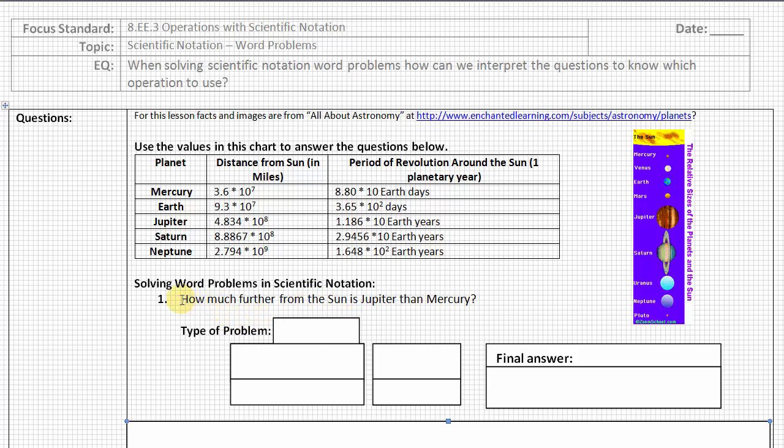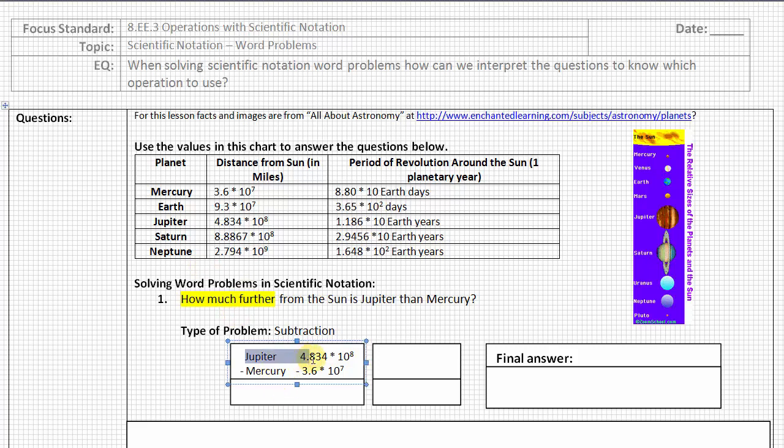Since we want to know how much further something is than something else, we're going to go ahead and use subtraction to figure out the difference between those 2 distances. So to do so, we can use the information from our chart. We want to figure out how we are going to set up the subtraction problem. So we're going to take the distance that Jupiter is and subtract the distance of Mercury and come up with our answer.